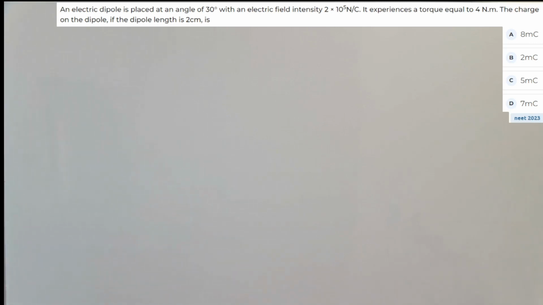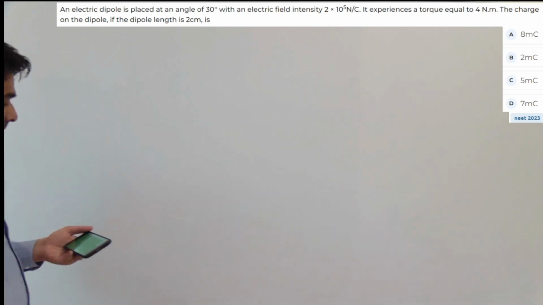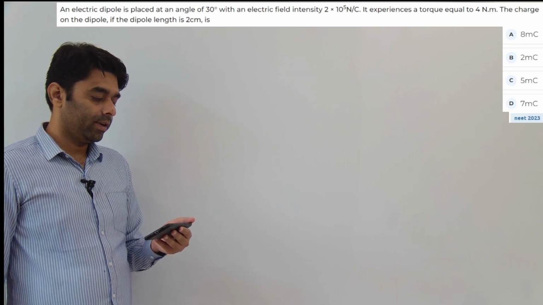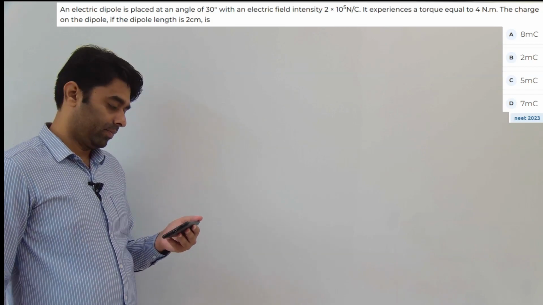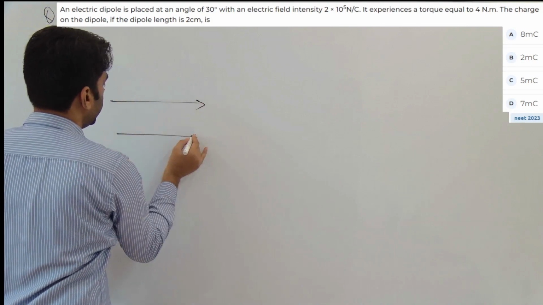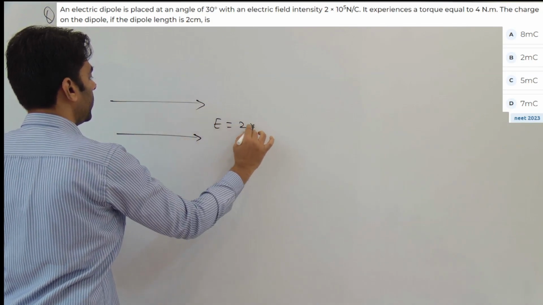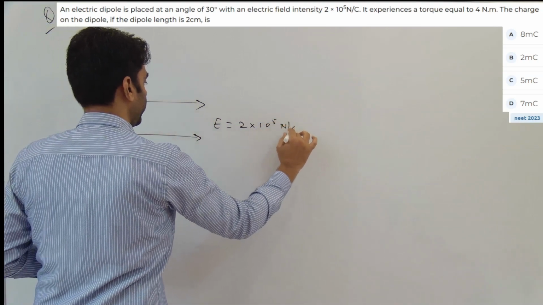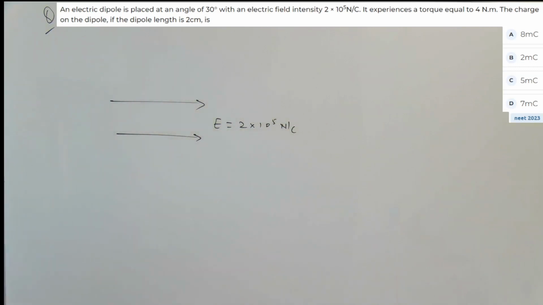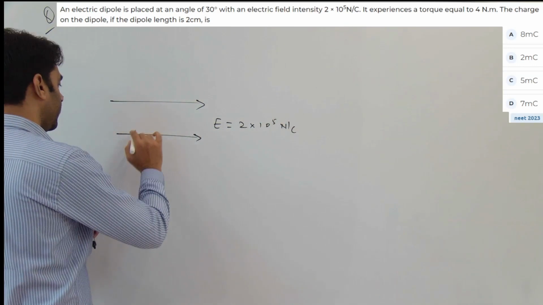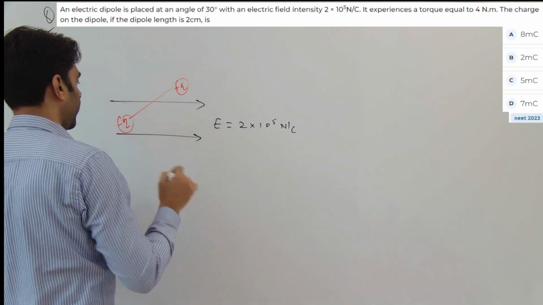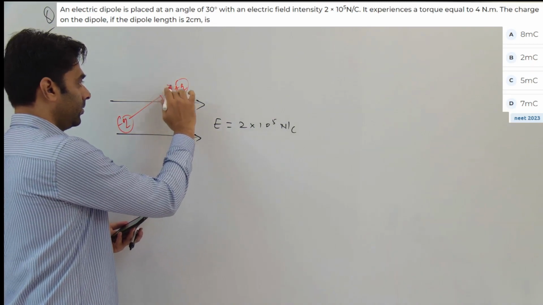Our first question says an electric dipole is placed at an angle of 30 degree with an electric field intensity 2 into 10 power 5 Newton per Coulomb. So let's draw the situation. We have an electric field, I am taking it horizontal, 2 into 10 power 5 Newton per Coulomb. And the dipole is placed at an angle of 30 degree. Let's say the dipole is like this, minus q and plus q. The angle is 30 degree.